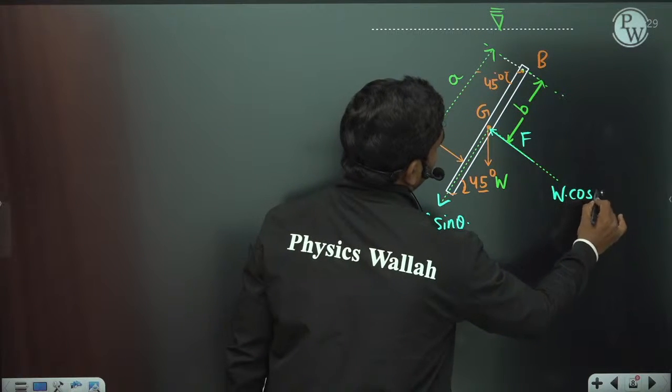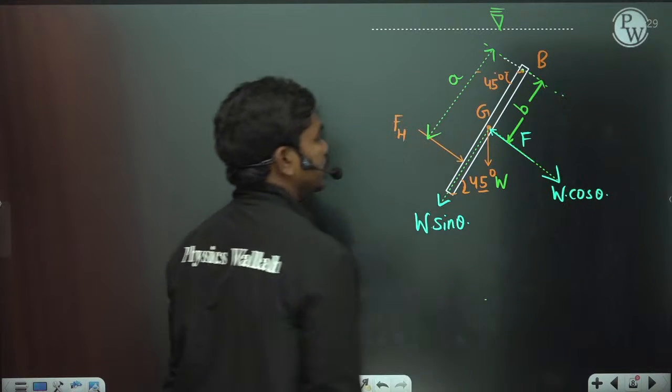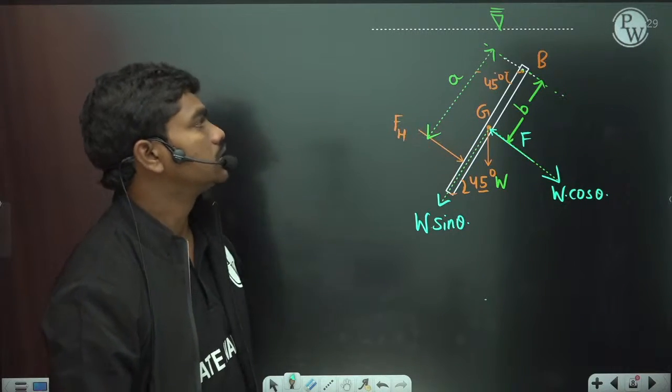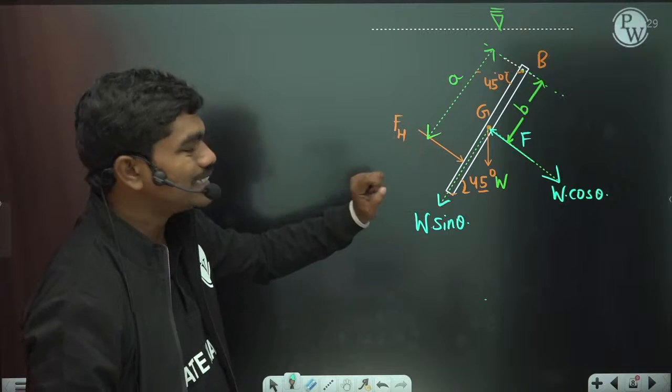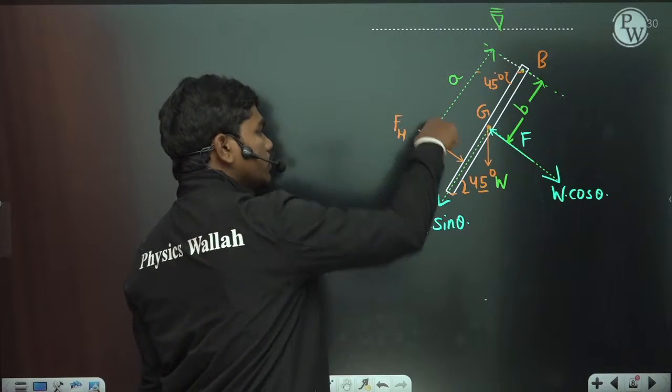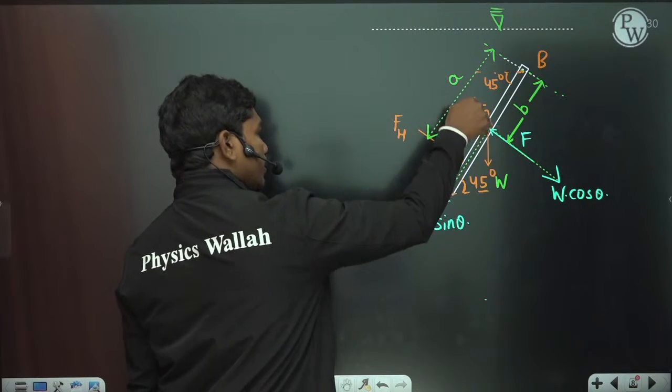These are the components. This W cos theta is in the downward direction. Because the weight of the plate is also given, some 280 kg plate, that's why we have this. So this plate is in equilibrium under these three forces: one is the hydrostatic force, one is the force which is applied, and this weight force.